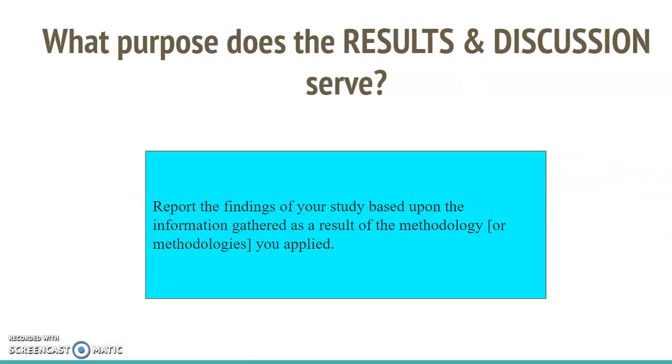The results and discussion section of the research paper serves a very important purpose. The results section provides an objective view of the findings without interpretation. Then the discussion section dissects the results in the context of the information presented beforehand.